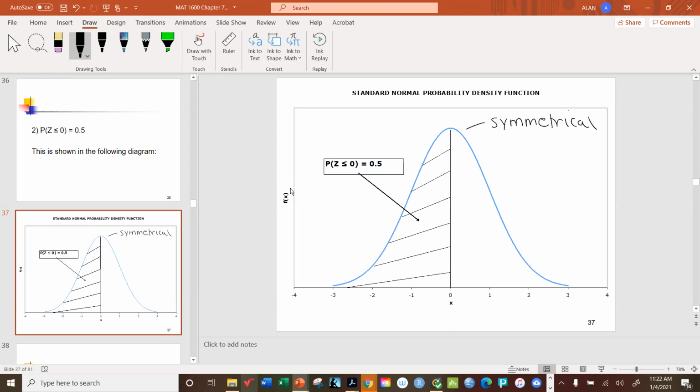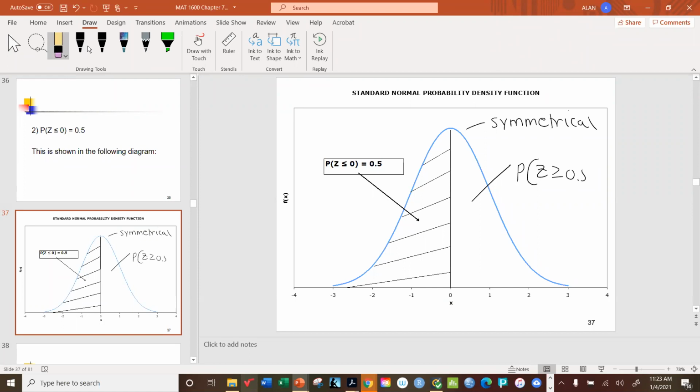And that means that the area below the mean and the area above the mean are identical. The left-hand side and the right-hand side are mirror images of each other. So the only way that can be true if the total area is 1 is if the area on either side is a half.